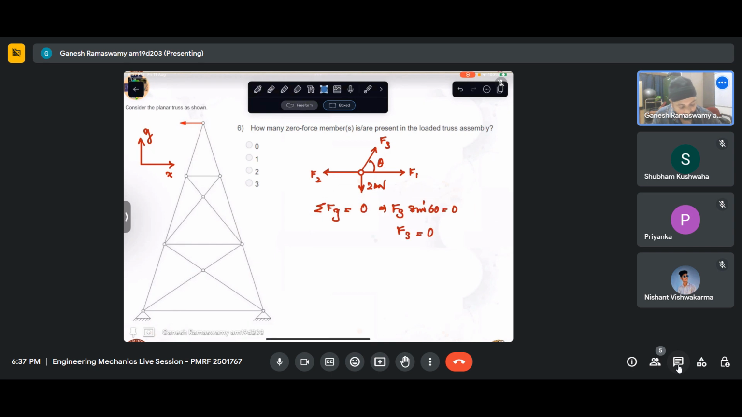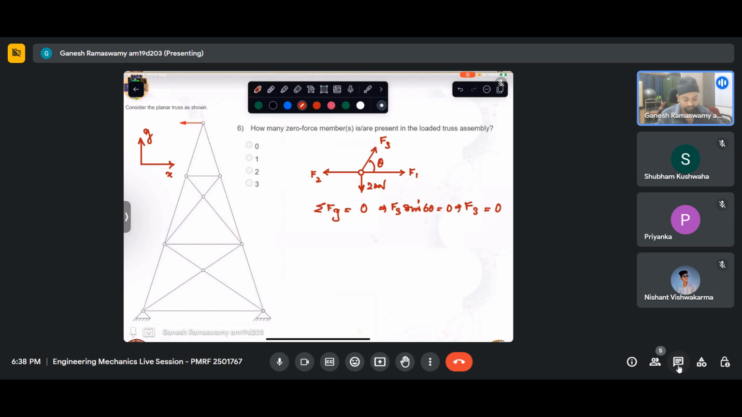And why do we identify zero force members? To cut down on our analysis. So for the purpose of analysis, we can remove them from the truss and do the analysis a bit quickly. So this concludes from here.